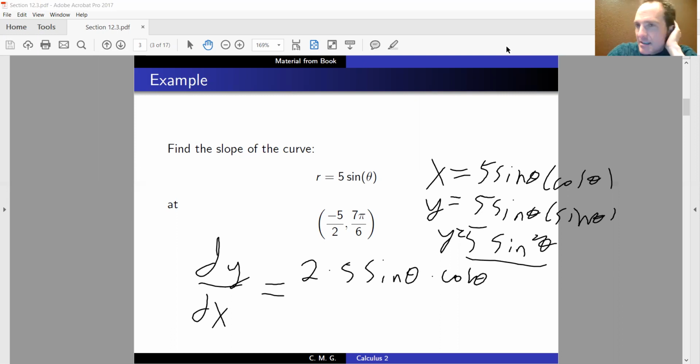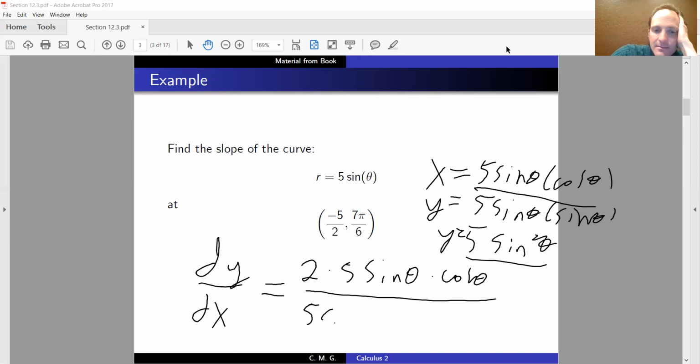So this is nice. A nice reason to do this: I don't have to do a product rule on the top. Product rule on the top is gone because I have a sine times a sine, so it's just sine squared. I can do a chain rule here instead. The denominator, I do have to do a product rule because it's just 5 sine times cosine. So the derivative of sine is cosine, and then the derivative of cosine is negative sine. So I get minus 5 sine squared theta.